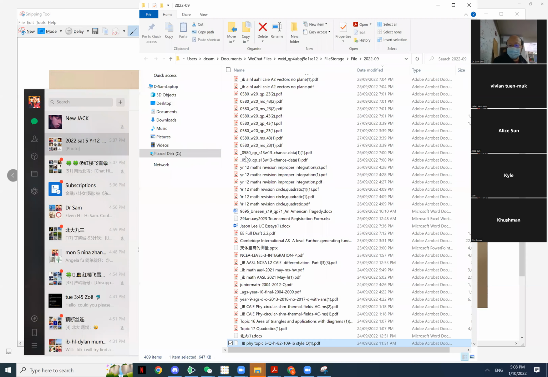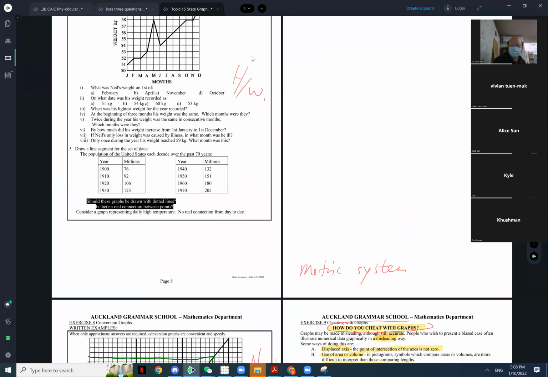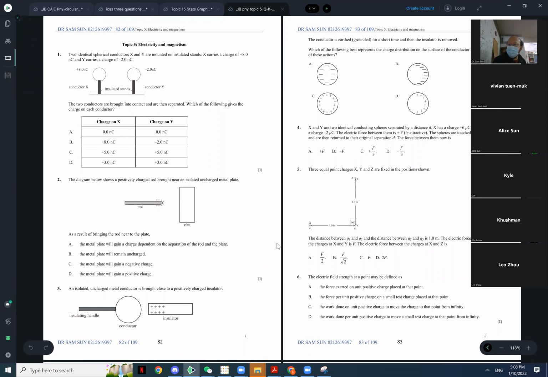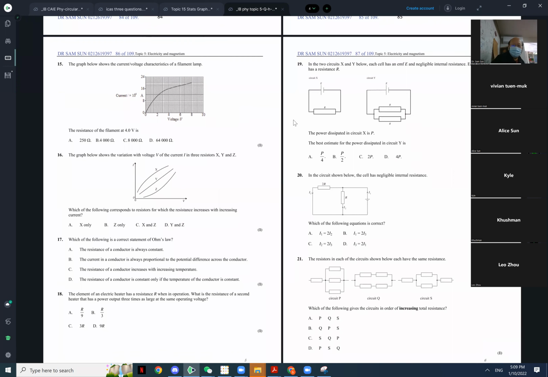Last week, we revised the electric field, Coulomb's law, circuits. Leo, for you, very important will be the coming exam. You do past papers. Okay. Last week, we up to circuits, resistance.